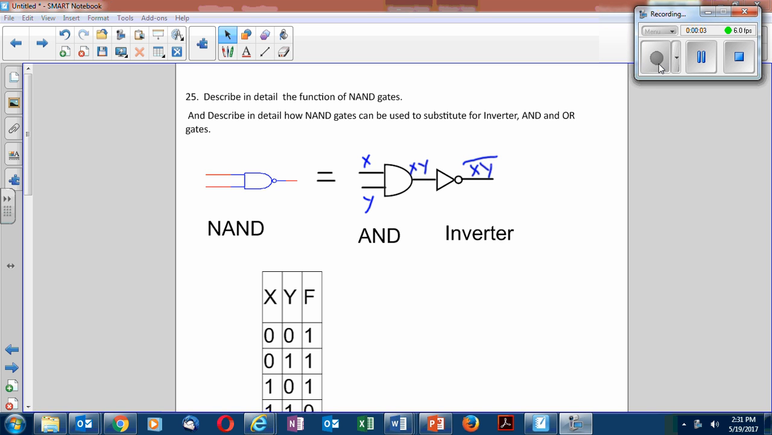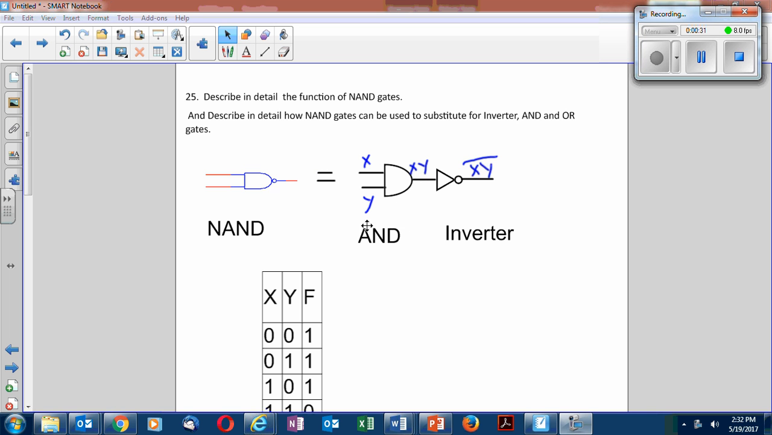Question number 25. Describe in detail the function of NAND gates and describe in detail how NAND gates can be used to substitute for inverter and OR gates. This is what a NAND gate looks like. It looks like an AND gate with a circle on the end. And logically speaking, it's an AND gate with an inverter attached to its output.